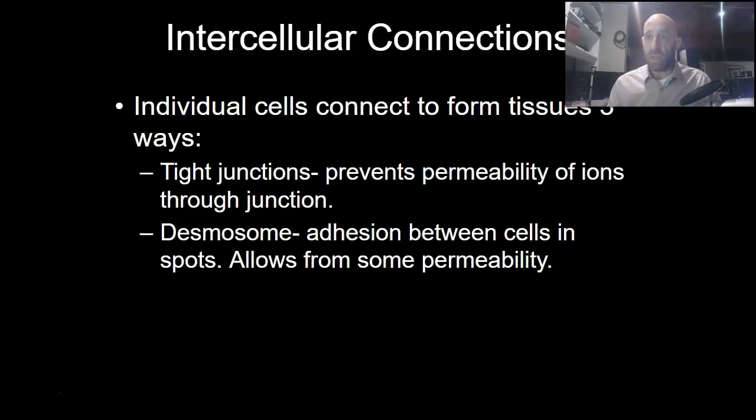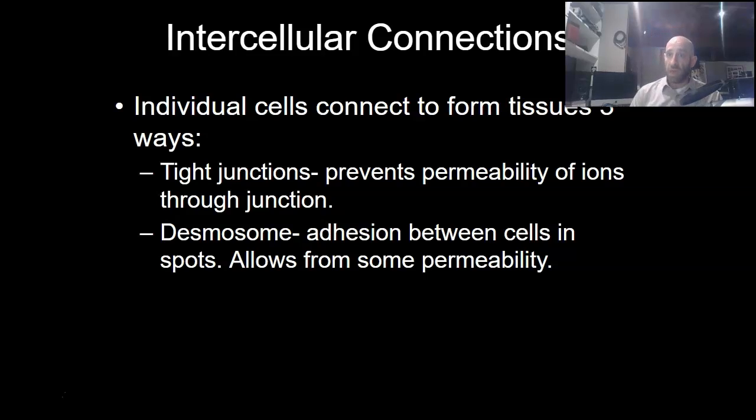So that's essentially what a desmosome is. It's when there are 2 cells next to each other and they're attached, but there are some openings that allow for some permeability. So a tight junction would be like a zipper, right? A zipper zips up and those 2 sides of that shirt are packed in tight and things can't get in or out. A desmosome, on the other hand, does allow for some permeability.